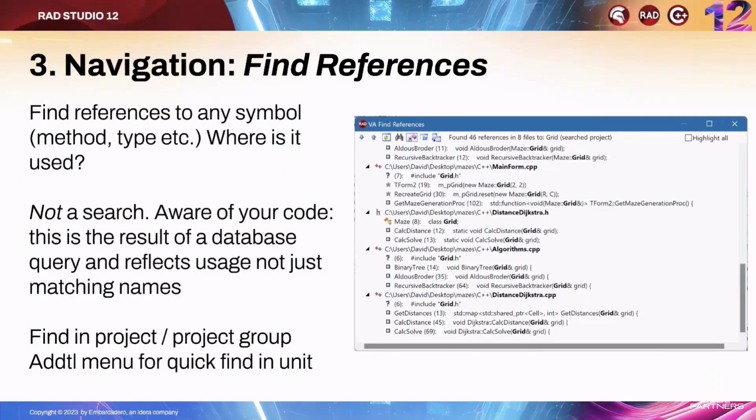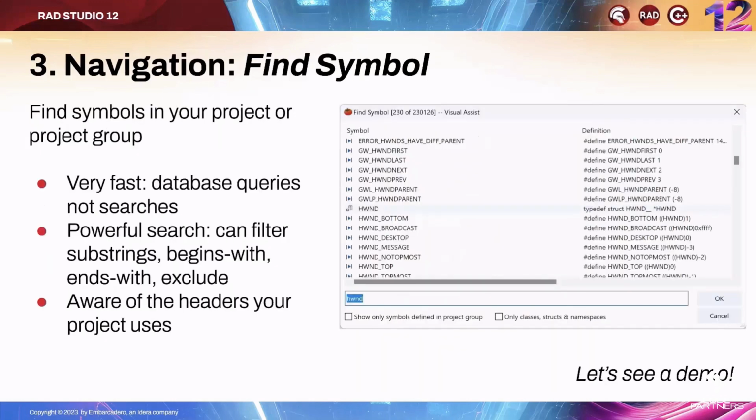Note that Find References is not a search. It's based on parsing your code and is a database query. In other words, it's not a text search. And that means that the references it returns are the actual real references in code.